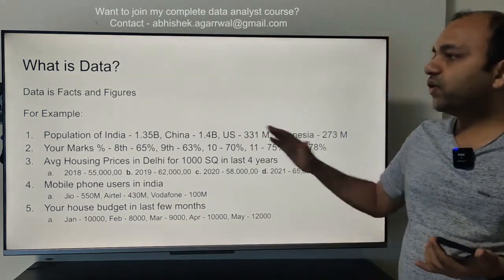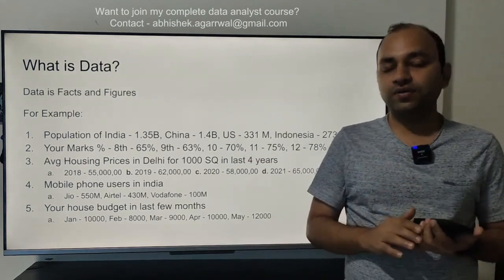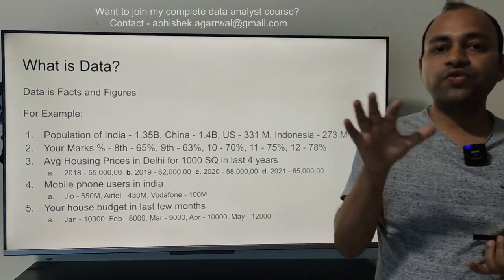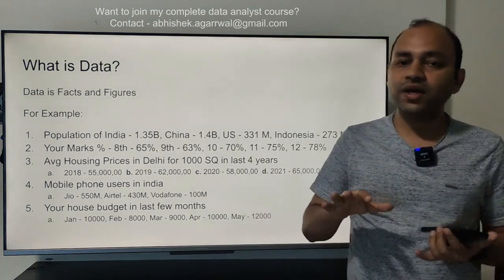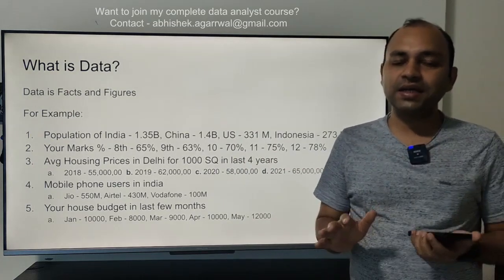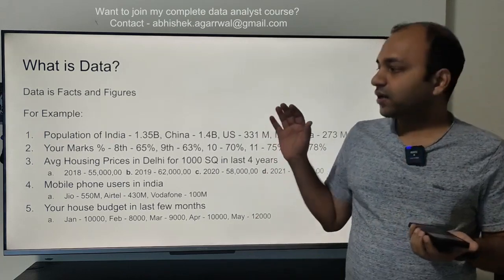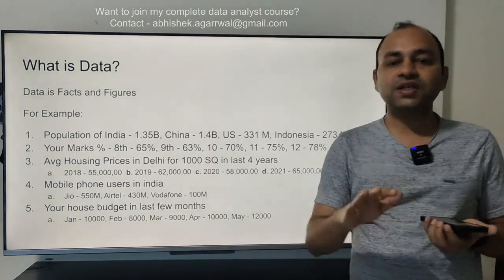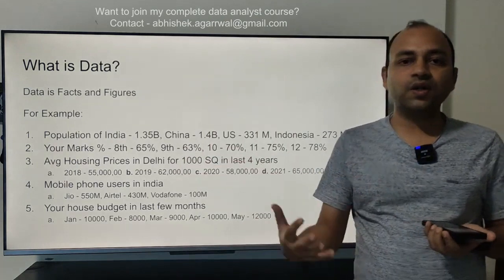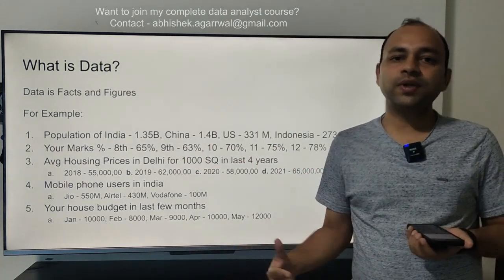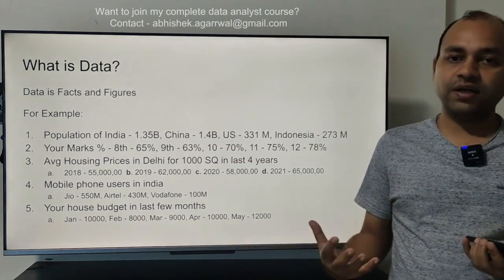So this is my first slide, in which I wanted to familiarize you with data so that you get the best idea about it: what is data, how you can use it, and if someone asks you, okay, tell me what is data, you will be able to explain confidently as a beginner data analyst.